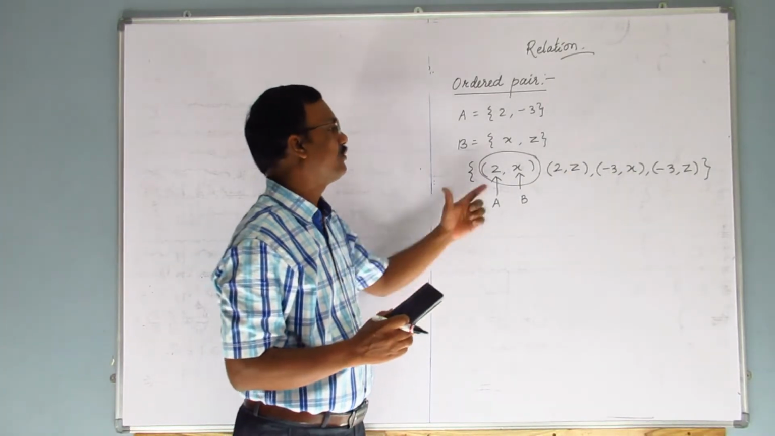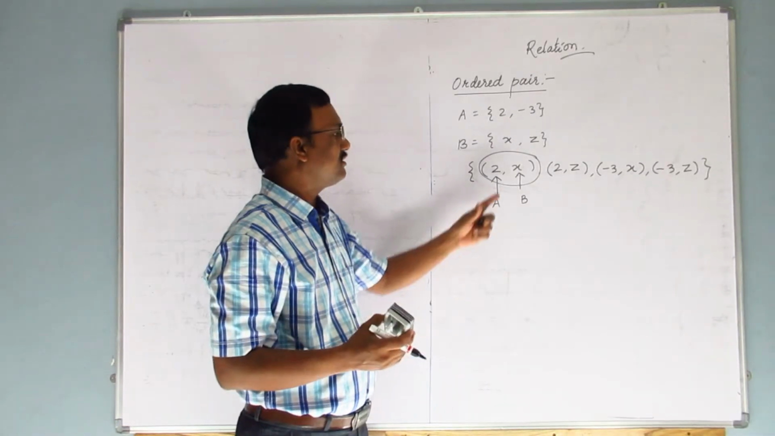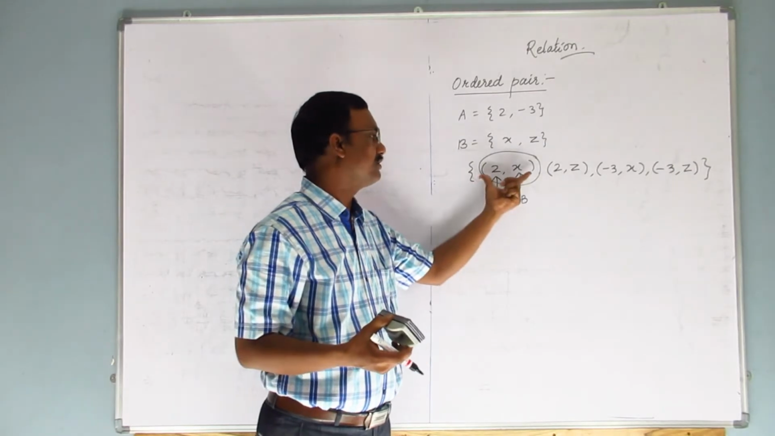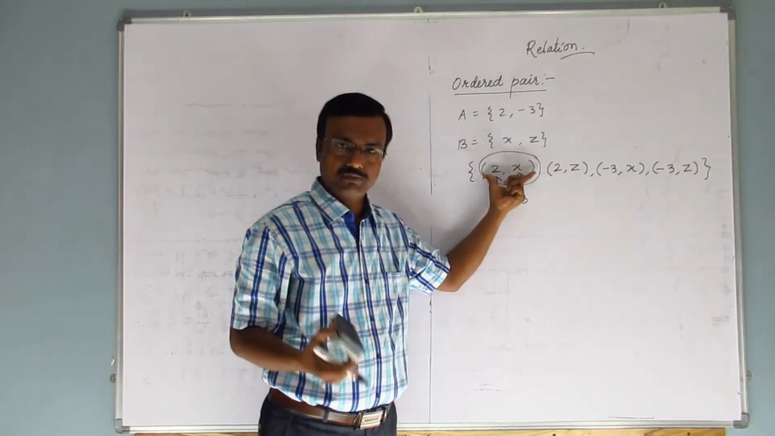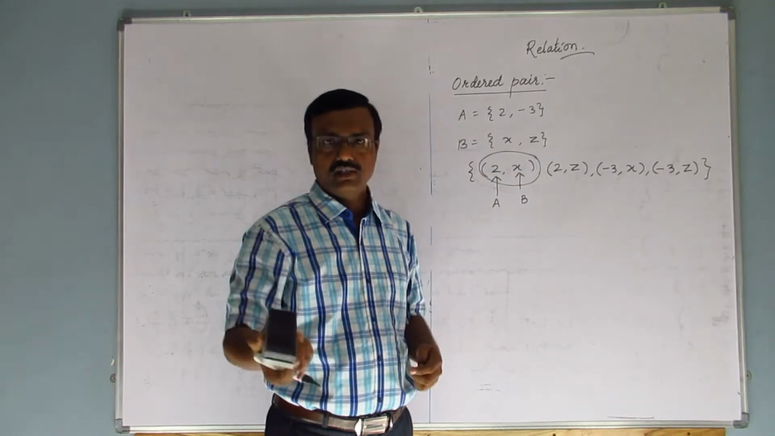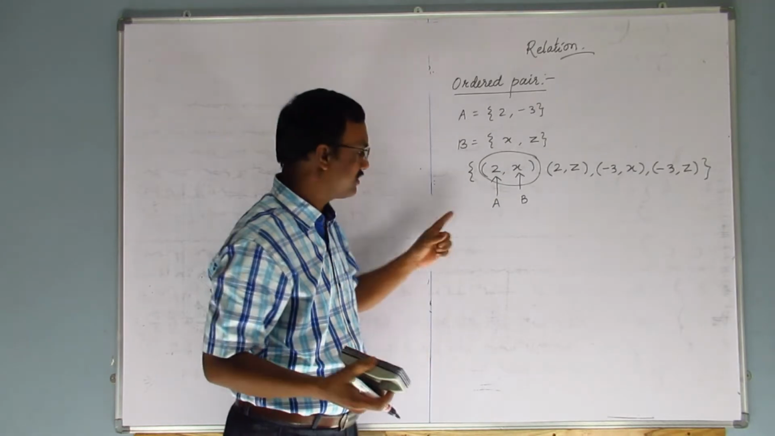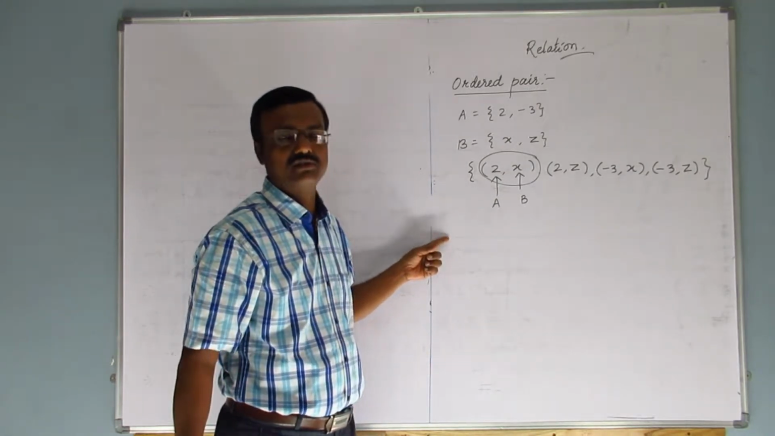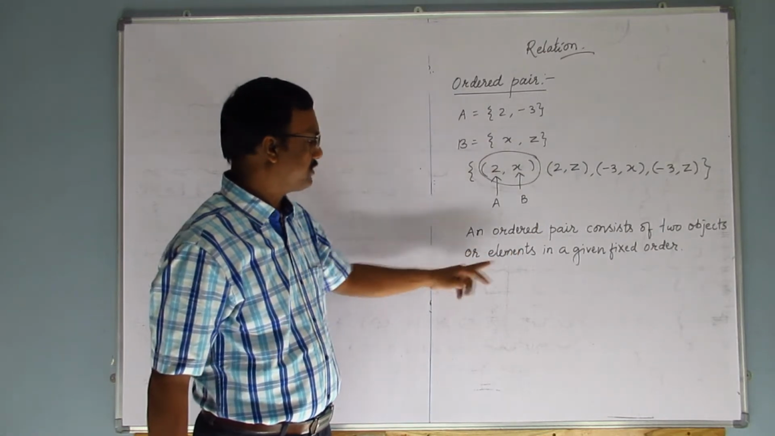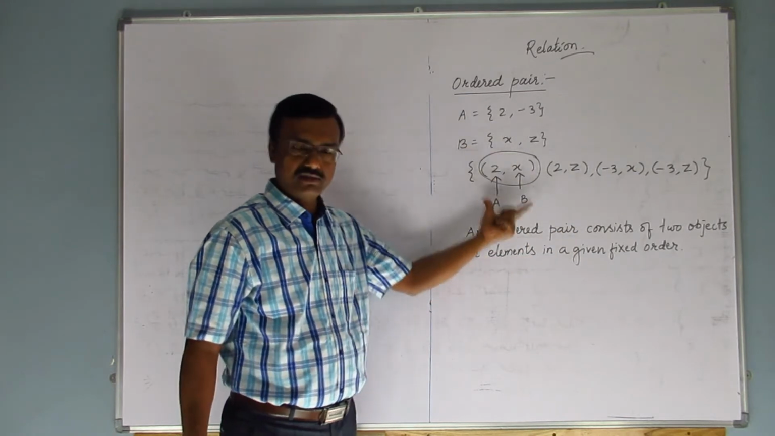Okay. So then what is the definition of ordered pair? An ordered pair is the arrangement of elements in a definite order between two, in simple brackets. Okay. In this, the order in which we write the elements is very important. So this is the definition of ordered pair, students. An ordered pair consists of two objects or elements in a given fixed order. So that we have seen here.